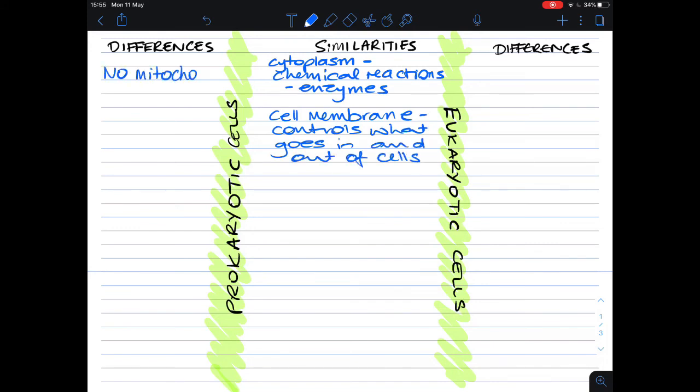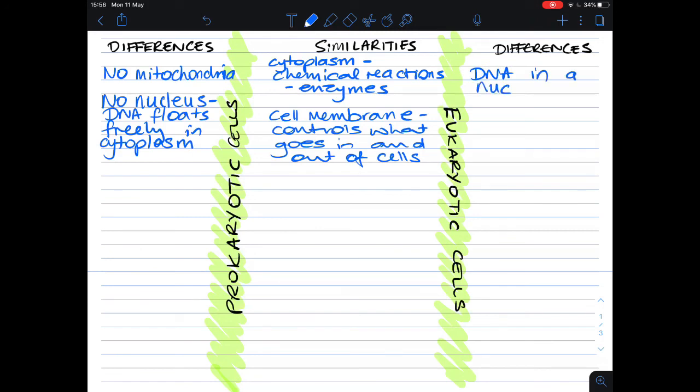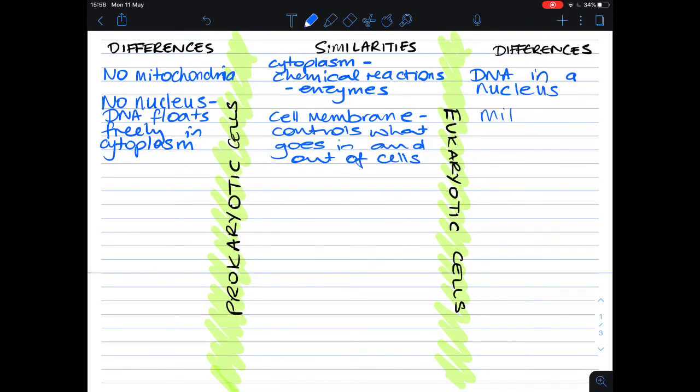The differences are prokaryotes have no mitochondria and no true nucleus. Their DNA floats around in the cytoplasm. If we look at eukaryotes, their DNA is in a nucleus. They do have mitochondria, and they also have ribosomes for protein synthesis. You could compare the size. Prokaryotes are smaller and simpler. Eukaryotes are more complex.